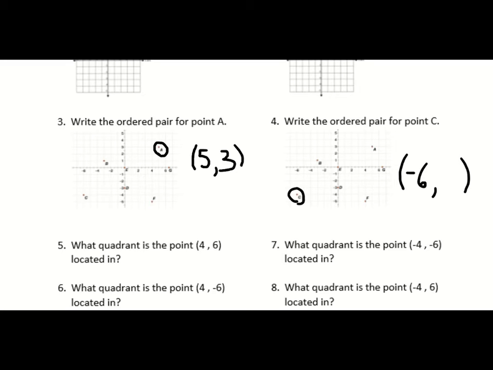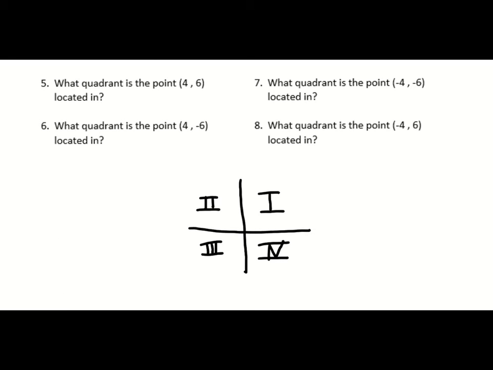So far we've plotted points, we've read points off a graph. The last thing that we want to talk about is being able to identify what quadrant points are in. So let's take a look at our last 4 examples. Example 5 asks us what quadrant is the point 4, 6 located in.